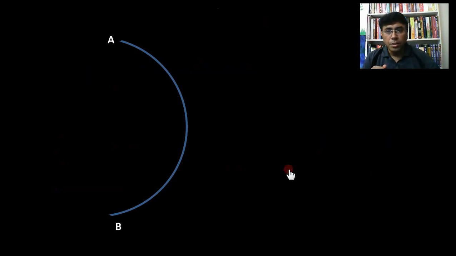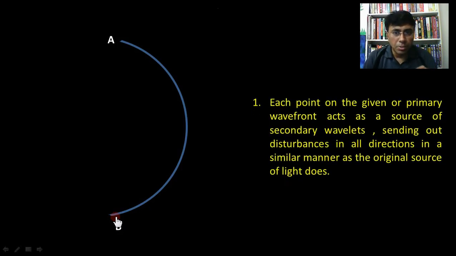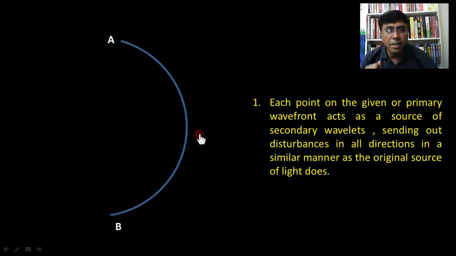Now over here, this AB represents the primary wavefront at any instant, and we are interested in knowing what will be the position of the new wavefront after time delta t has elapsed. So according to the Huygens principle, each and every point on this primary wavefront will act as a source for the secondary wavelets.